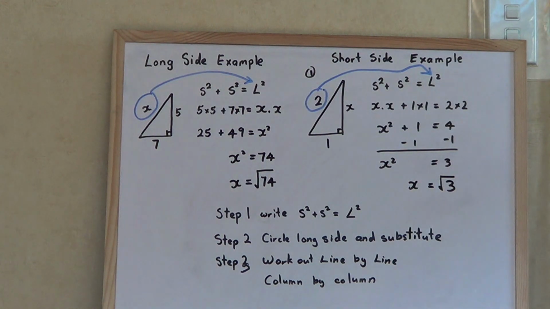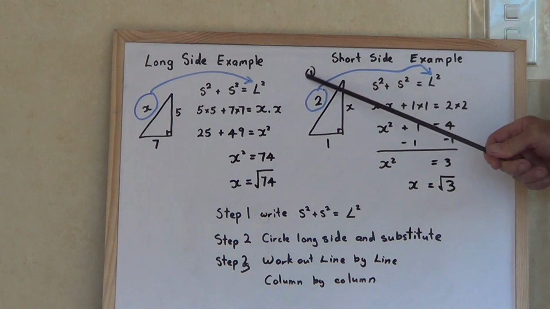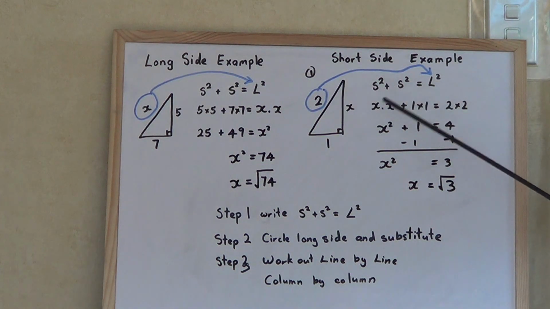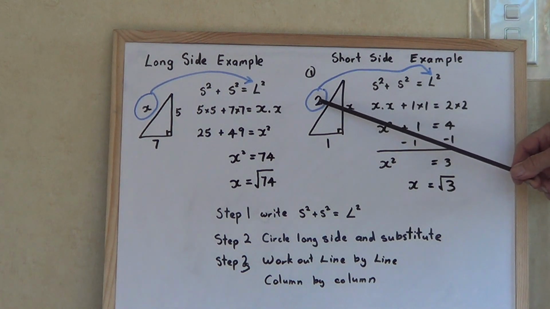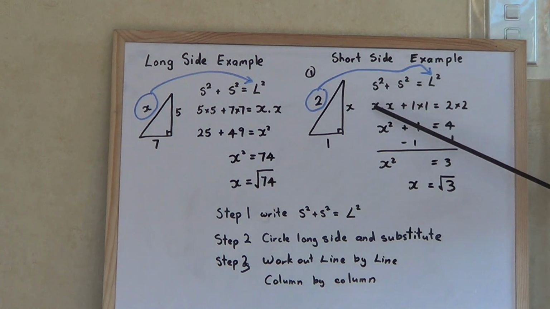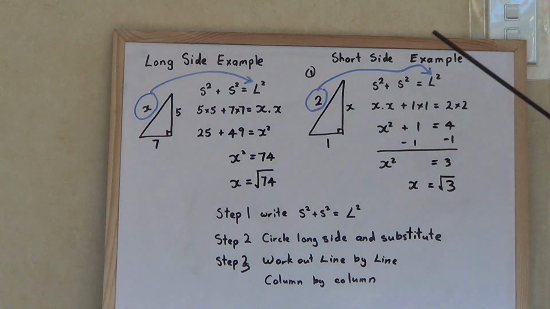Now here's the short side example. The short side is x, that side's 1 and the long side is 2, and this is question 1 of a set of 10, just like we did before with the long sides. So you draw the diagram, you circle the long side, which is 2, 2's got to go in there, that's 2 times 2, and then that'll be x times x plus 1 times 1. x times x is x squared, 1 times 1 is 1, 2 times 2 is 4.